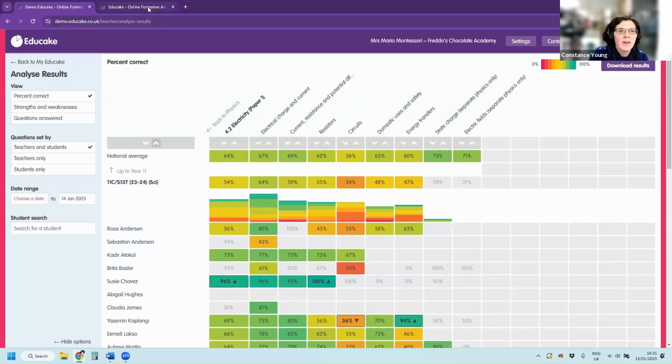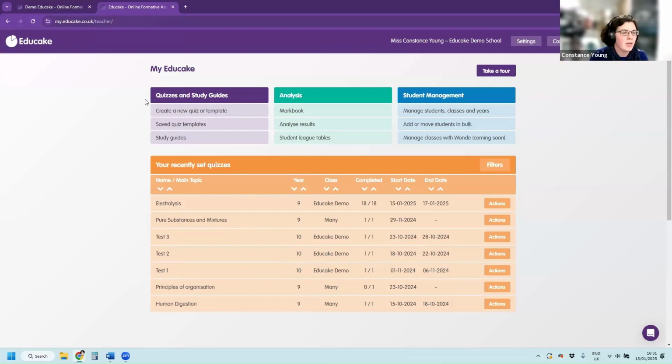So like I said, from here, I'd really recommend the process of setting a quiz and diagnosing in more fine detail what's happening with students.